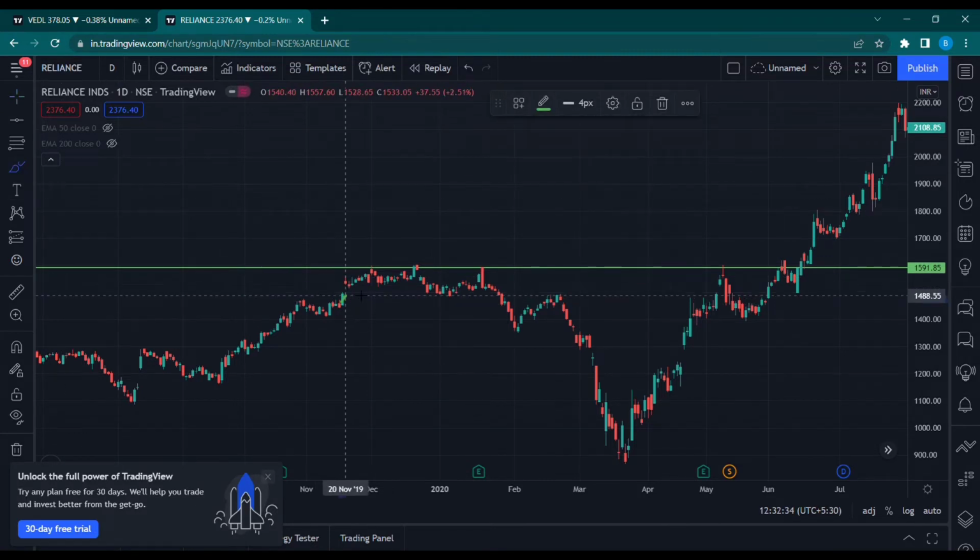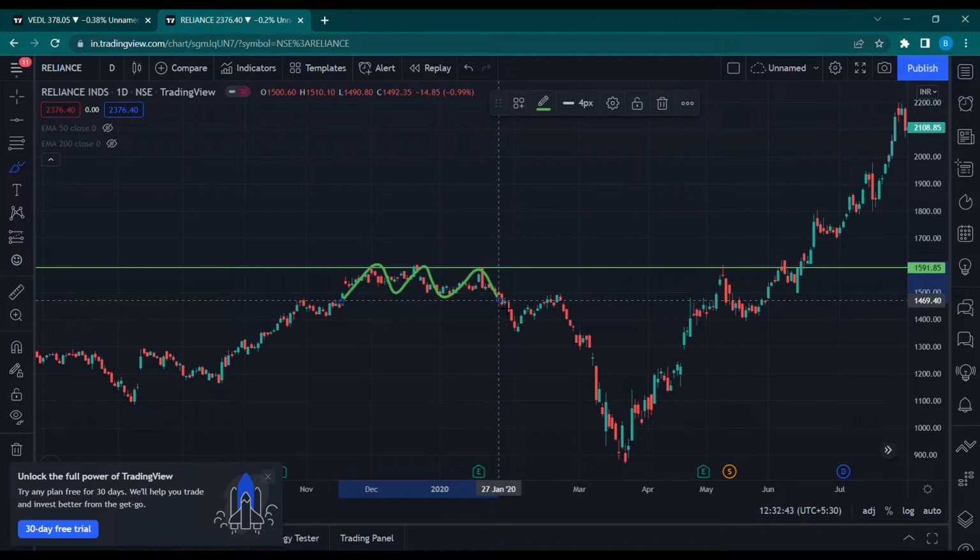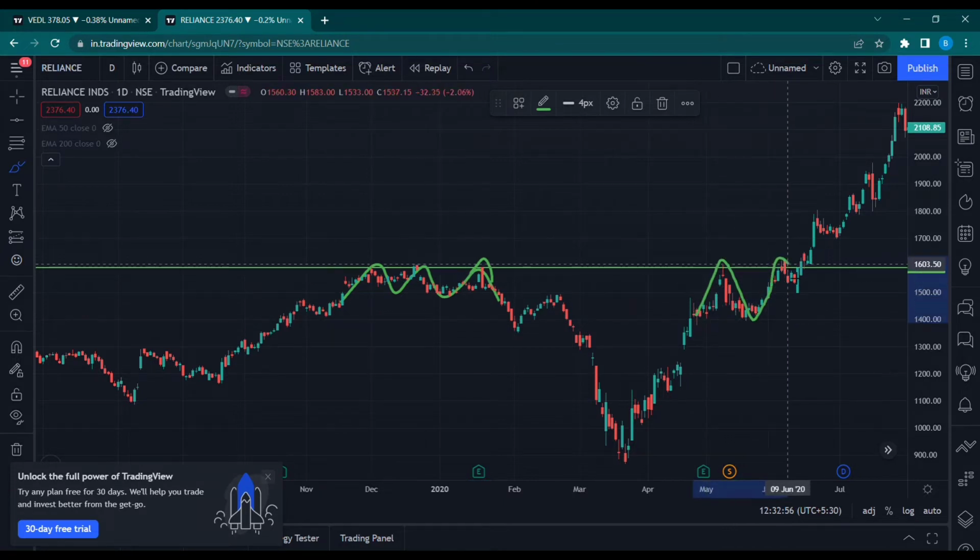Prices can't move above 1591. You can just take it as 1590. So what we see is prices are not able to go above 1591. Similarly here, we see prices are not able to go above the 1591 level. Then it finally goes up. We'll come to that later.